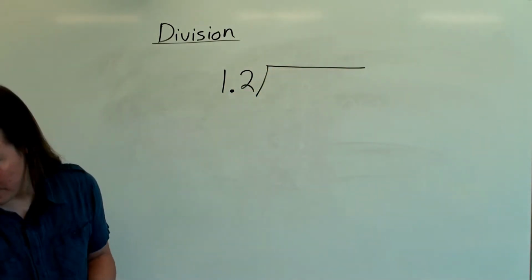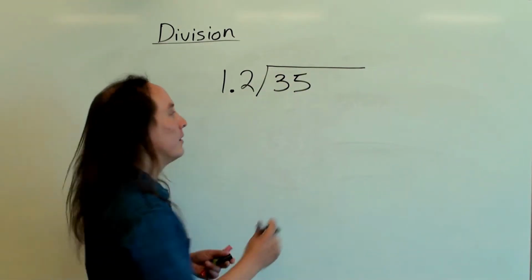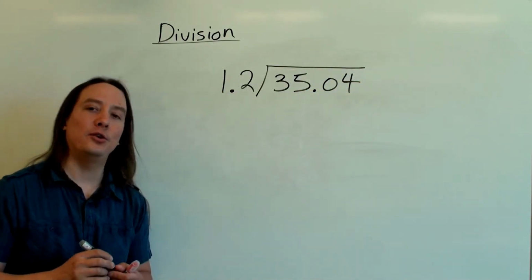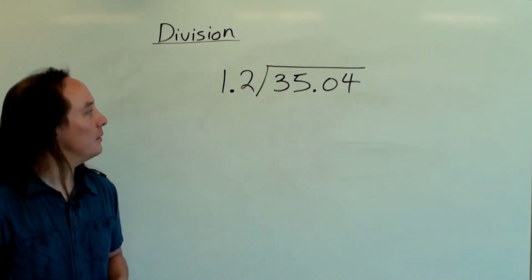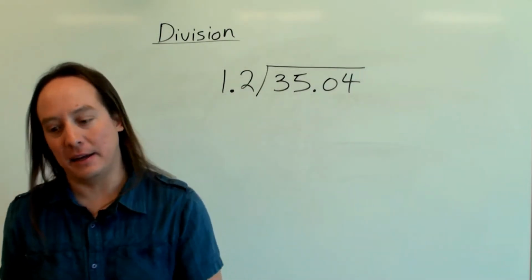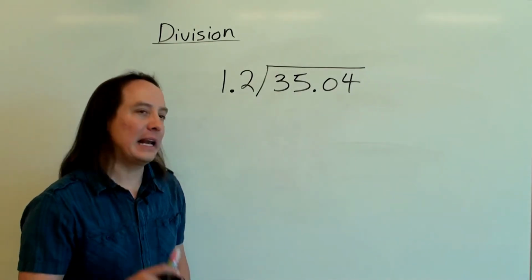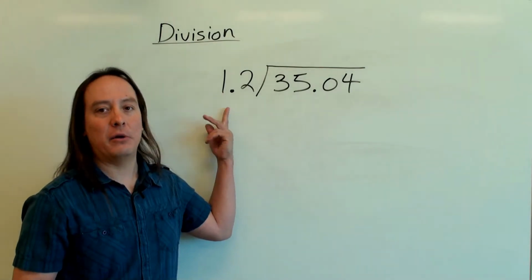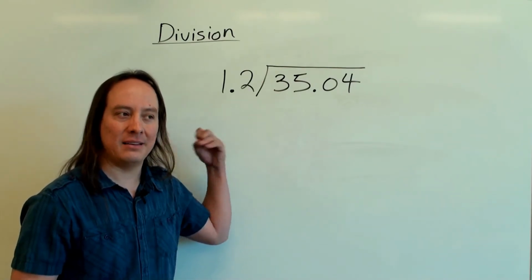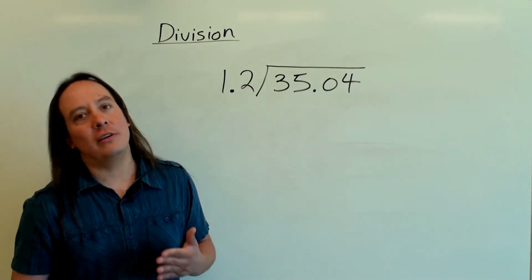All right, so 1.2 outside, and then we have 35.04 on the inside. So 35.04 divided by 1.2. Okay, so now this is where I have to place the decimal at the beginning. I have to do something to place the decimal in its correct location. And I know that because of the divisor, the number outside the house. This number is a decimal. It's 1.2, but it has a decimal in it. And the divisor can't have any decimals in it. So it needs to be changed into a whole number.